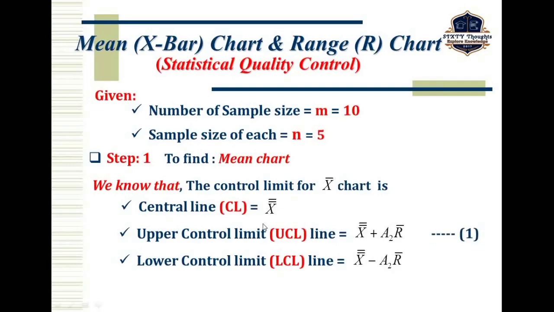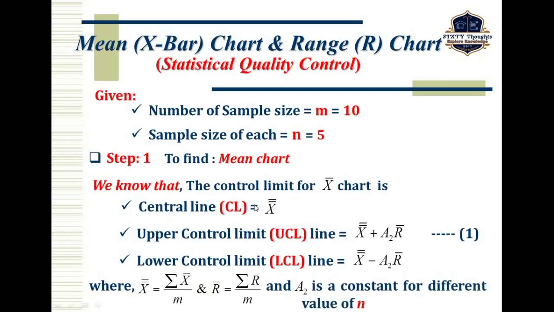Here x double bar is the sum of x bar by m, and r bar is the sum of r by m. Sum of r means adding all the range values, and sum of x bar means adding all the mean values. A2 is a constant for different values of n. The n value is 5, so we write the A2 constant for that. First I am going to find x double bar, r bar and the A2 value. Once we get these three values, we substitute them in equation 1 and get the three line values.